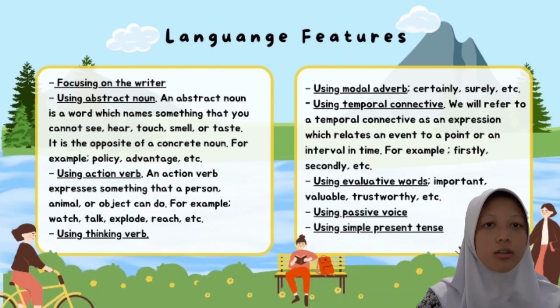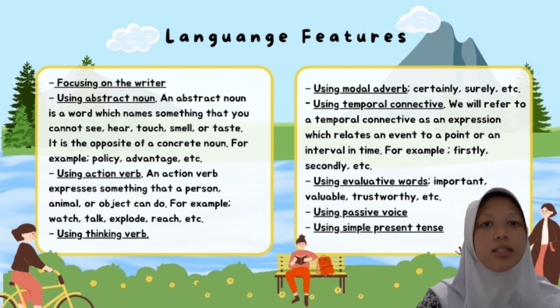Next, hortatory exposition has language features. Language features are various styles of writing or language used. There are 9 language features in hortatory exposition. The first one is focusing on the writer. The second one is using abstract noun. An abstract noun is a word that names things you cannot see, hear, touch, smell, or taste. It's the opposite of the concrete noun.